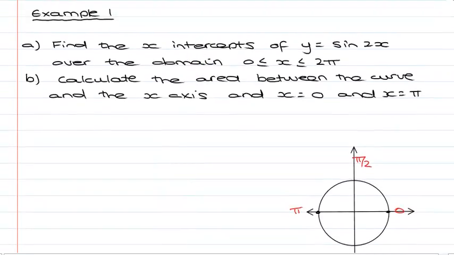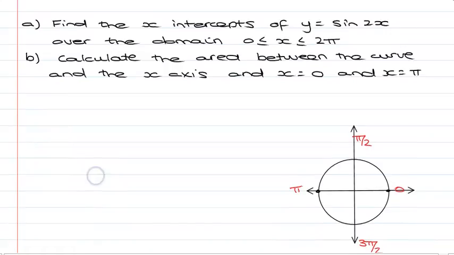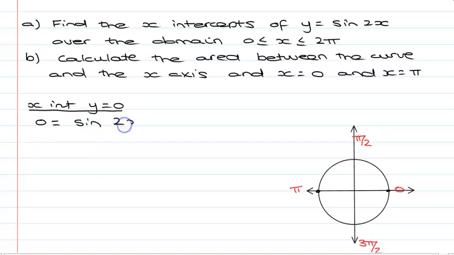Example 1, we're going to find the x-intercepts of y equals sine 2x over the domain where x has got to be greater than or equal to 0 and less than or equal to pi. Then we're going to go on and calculate the area that is bounded between the curve and the x-axis at x equals 0 and x equals pi. So let's find those x-intercepts first. To find the x-intercept, remember, we always substitute y equals 0. So if I put y equals 0 into my function, I get 0 equals sine 2x.